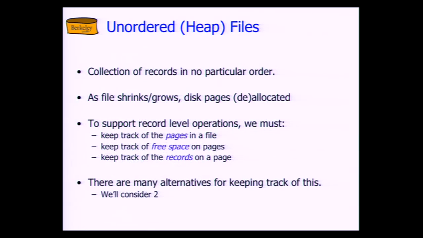Okay, so the typical file structure is what's called an unordered or heap file. It's a collection of records, and the system guarantees nothing about the order of those records. And as the file shrinks and grows, disk pages are allocated or deallocated to this file. And to support these record-level operations, fetch a record, insert a record, delete a record, modify a record, we're going to need to keep track of what the pages in the file are, where there is free space on these pages so that we can insert records, and where the records are on these pages, okay?